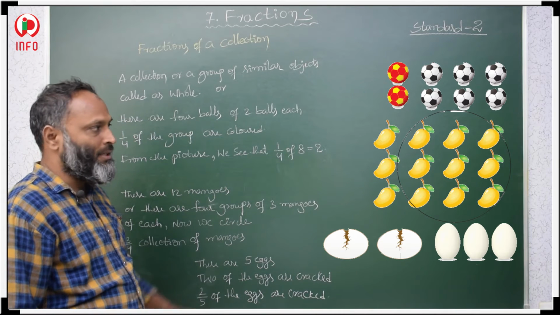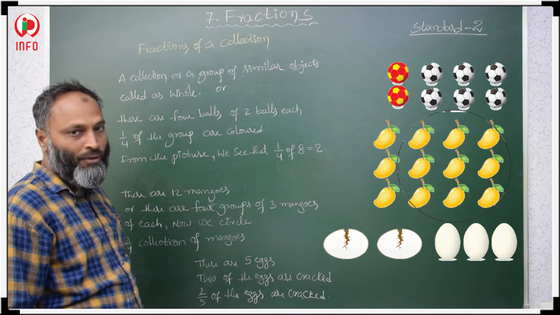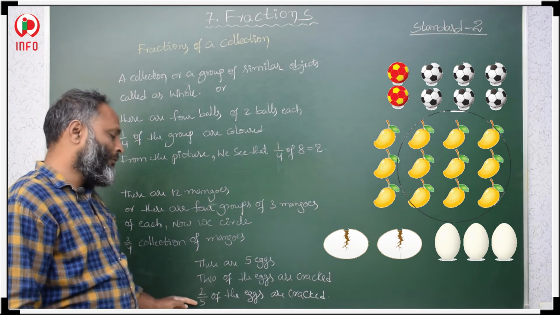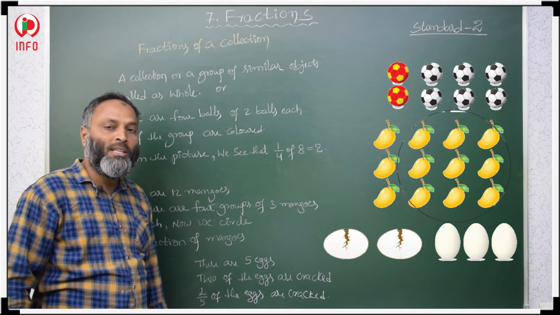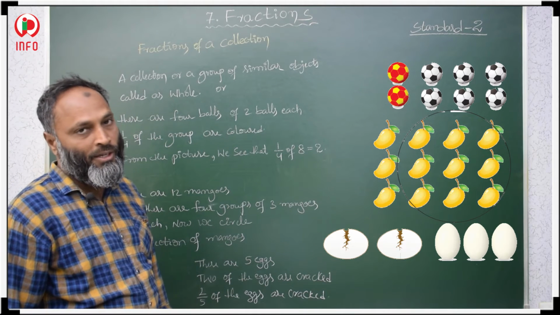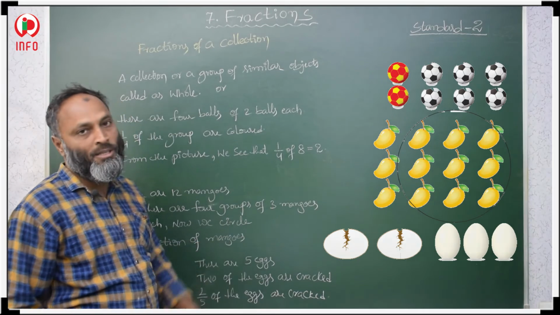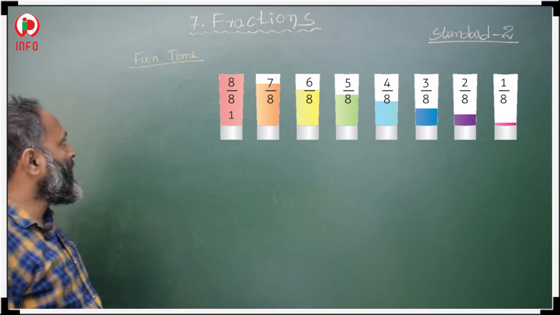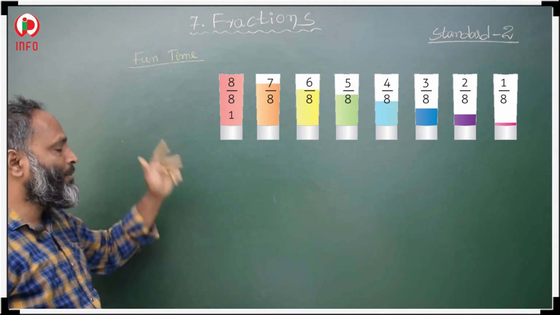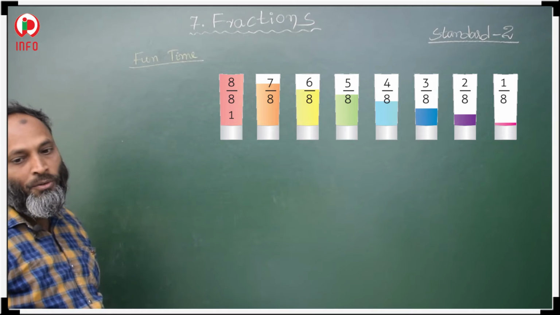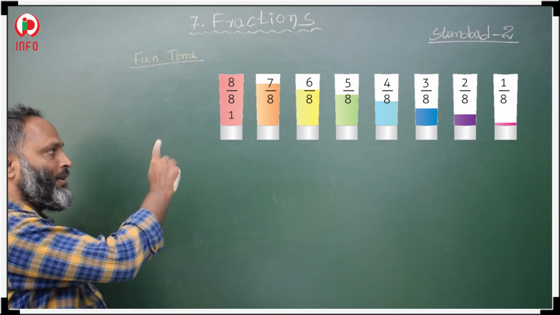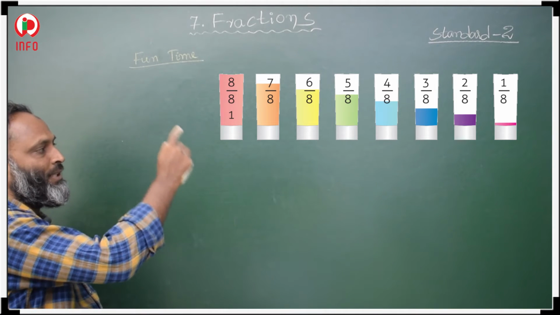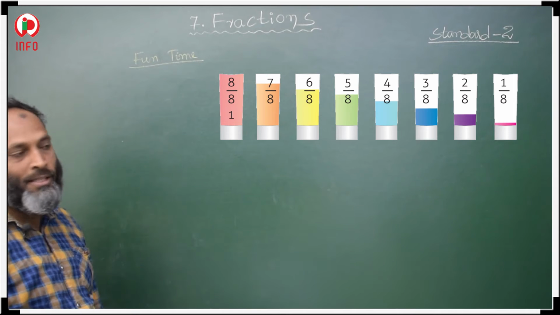Then how to represent this group of similar objects in a fraction? That is 2 by 5. This is the representation of a fraction of a group of similar objects. Now, students, see here in fun time, some face creams are given. 1, 2, 3, 4, 5, 6, 7, 8. 8 face creams are given.